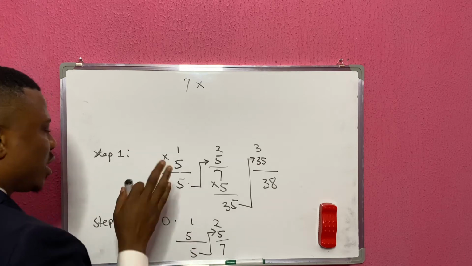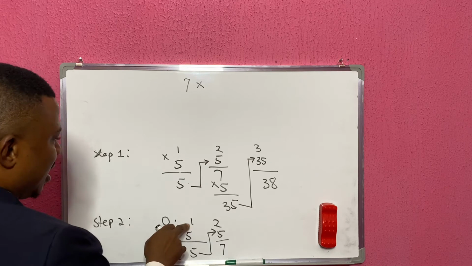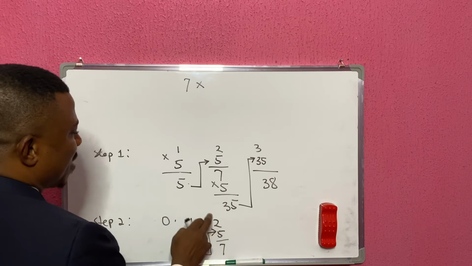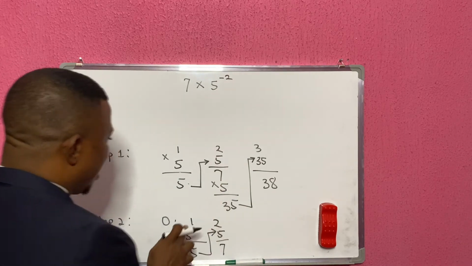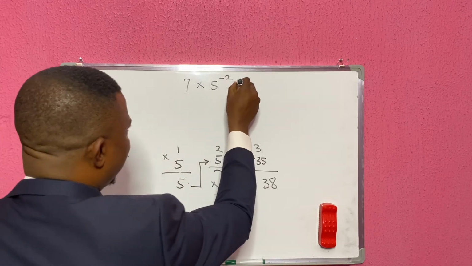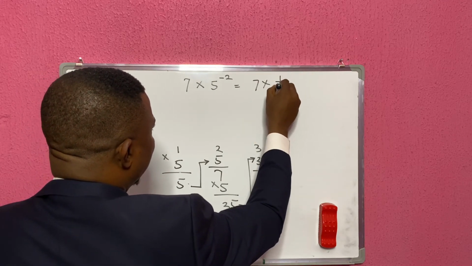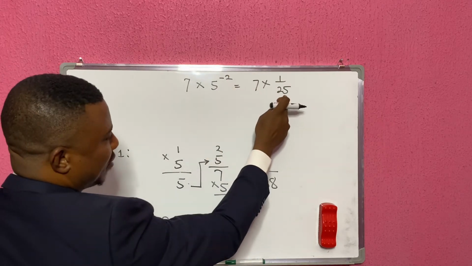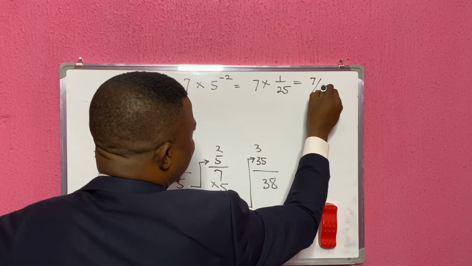What is your base? Your base is 5. And how many decimal places do you have here? You have 1, 2. So the maximum is minus 2. Normally what we have been doing before, this is minus 1, minus 2. This will give us 7 multiplied by 1 all over 25, because 5 power minus 2 is 1 over 25. Power we have done before. This will give us 7 over 25.